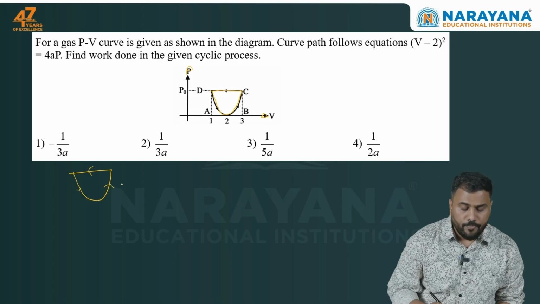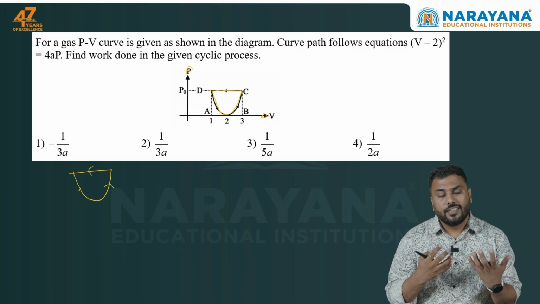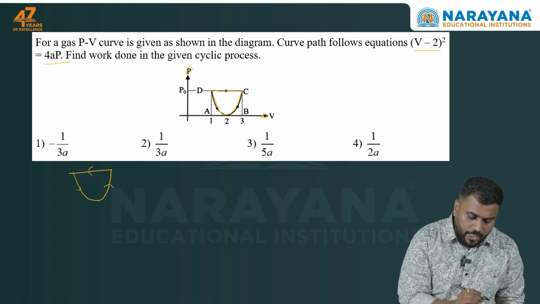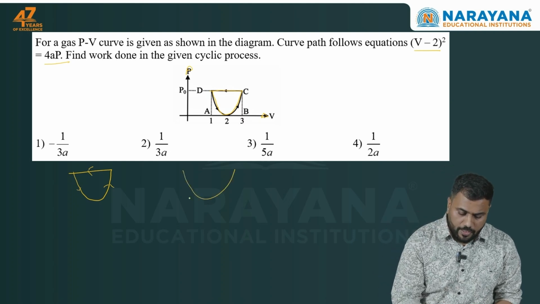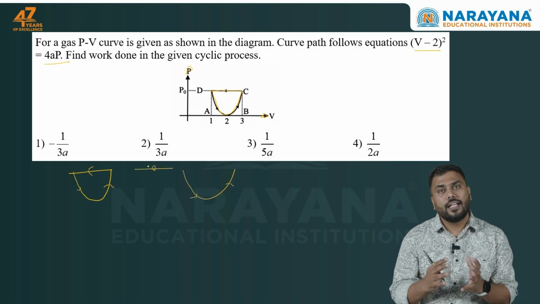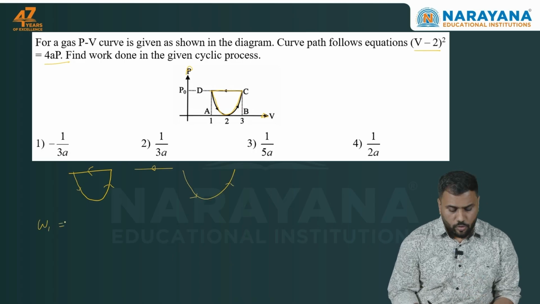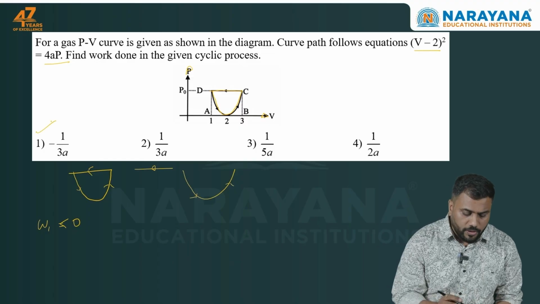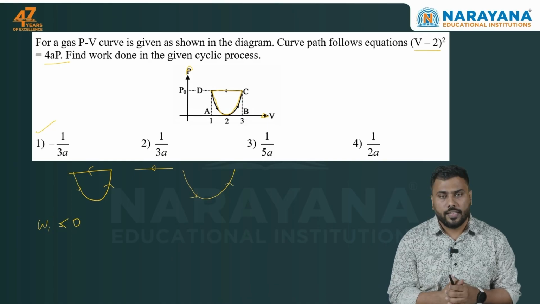By the arrows, I can observe that when the volume is decreasing, the work done is negative. There is more negative work done, and by the equation I can see this is a parabolic graph. So for the parabolic graph there is a positive work done, and for the straight line graph there is a negative work done, and I need to find out the total work done. So the total work done, because negative work done is more, is going to be negative. If I look at the options, there is only one option which is negative. So just by knowing this, I can mark option 1 as the correct answer.